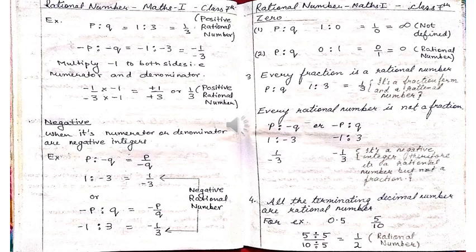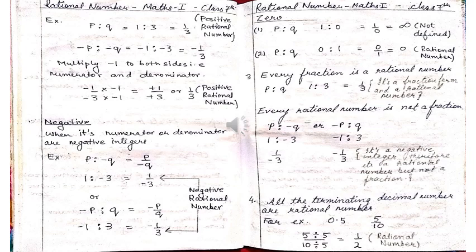Now point number 4: all terminating decimal numbers are rational numbers. You must have studied this: while dividing, if you get an answer, then it is in terminating form. But when you are dividing some terms, especially non-perfect squares, then the division goes on too long and you cannot turn it into fraction form. So non-terminating is basically an irrational number. Clear? And terminating decimals are rational numbers.